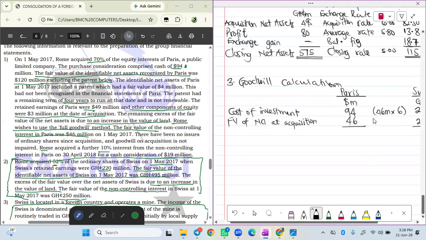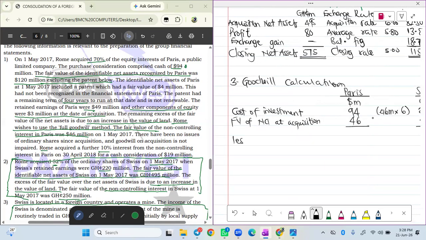So what do you have? Whenever you get the answer, you less net assets at acquisition. There is no impairment in each of the subsidiaries.